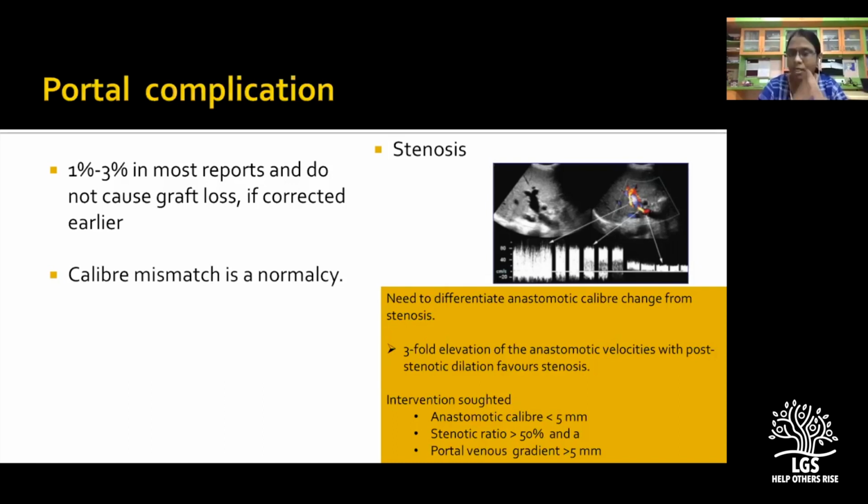Usually a threefold elevation in the anastomotic velocity compared to that of the pre-anastomotic velocity, and also a mild post-stenotic dilation, as we see here, favors the stenosis. An intervention is sought when the anastomotic caliber is less than 5 mm, or when the stenotic ratio is more than 50%.